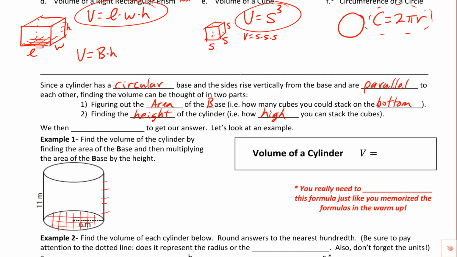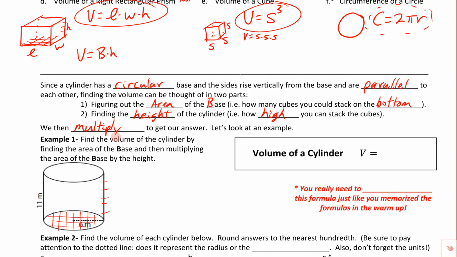So you'll notice that this is very similar to what we did up here when we were finding the volume of a rectangular prism or the volume of a box. We figure out how many squares or how many cubes we can fit on the bottom, and then we figure out how high we can stack them. So when we get done, we're going to multiply those to get our answers.